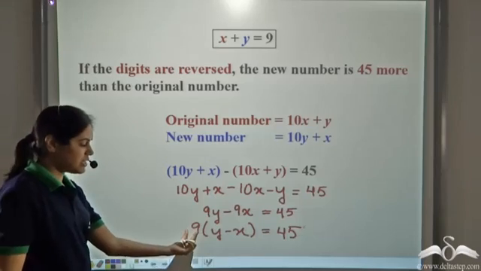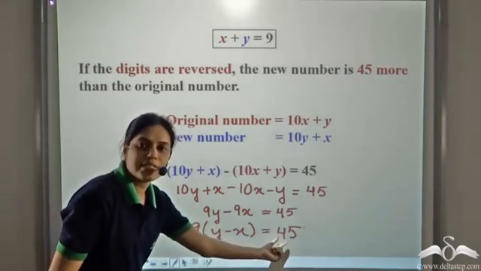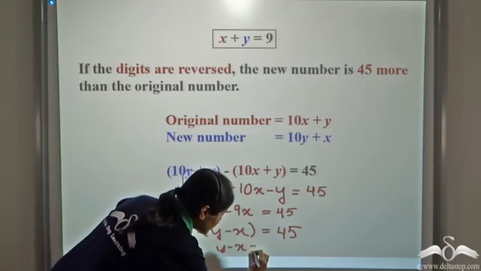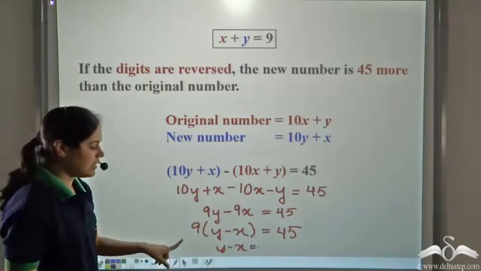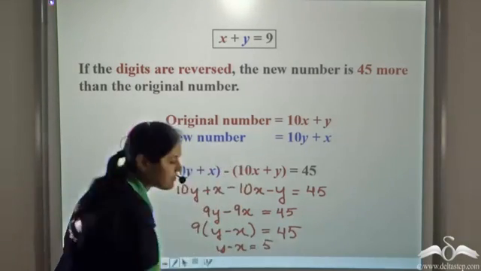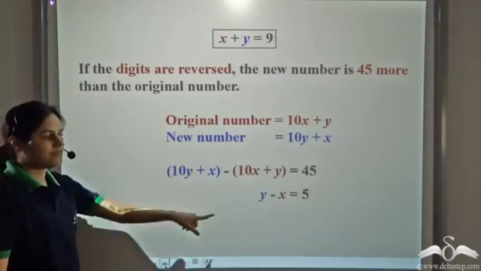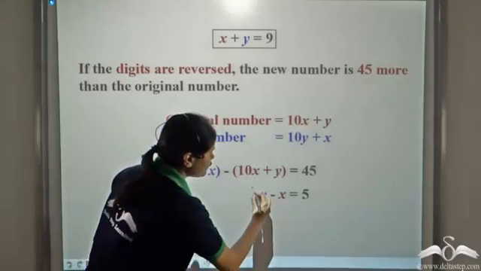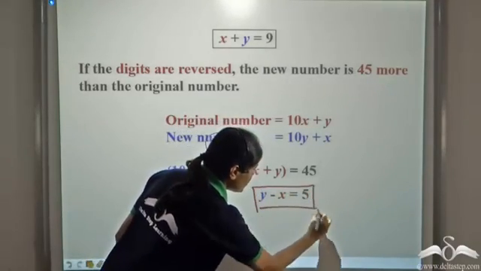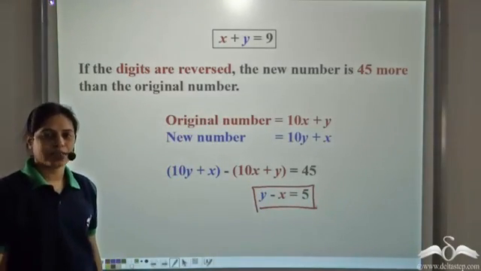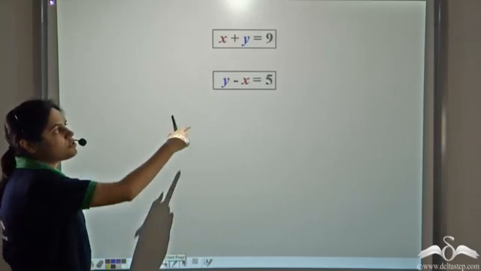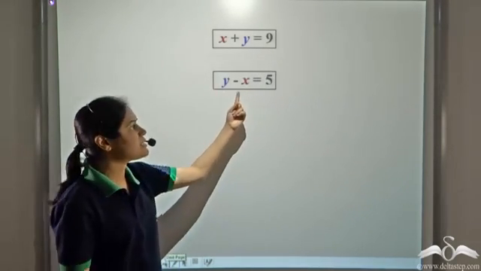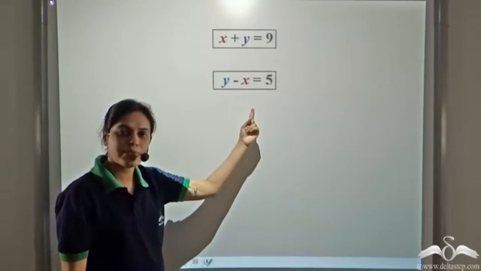Now we can transpose this 9 to the right hand side. So we get y minus x is equal to 45 by 9, that is 5. So we get y minus x is equal to 5. So this is what you get from my second hint. Even this is a linear equation in two variables.